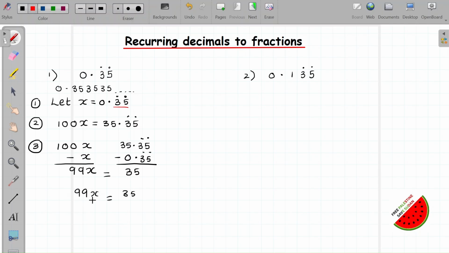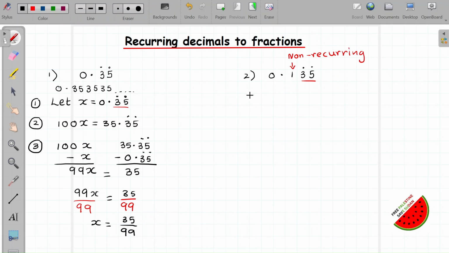I divide both sides by 99. In this case, the fraction cannot be simplified, so I shall just leave it as it is. x is equal to 35 over 99. Now, in this scenario, we have 0.135 recurring. So here, there is a non-recurring digit. The non-recurring digit is 1.